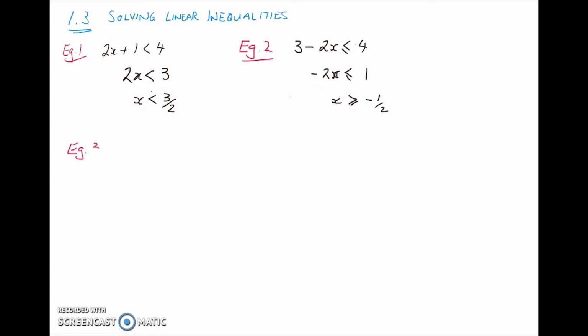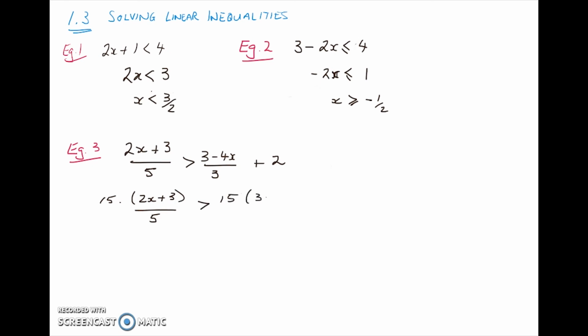So we're going to now look at our third example. And our third example we can see is an algebraic fraction, so (2x plus 3) over 5 is greater than (3 minus 4x) over 3 plus 2. And remember, we need to multiply throughout by our lowest common denominator, which is 15. So we do that for each of the terms, or each of the fractions in the inequality. That includes the 2 as well.